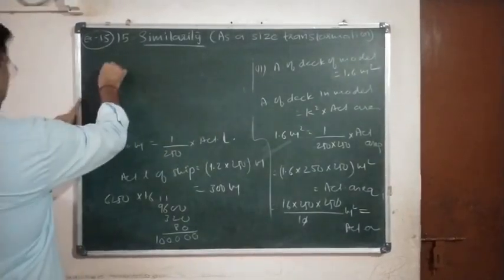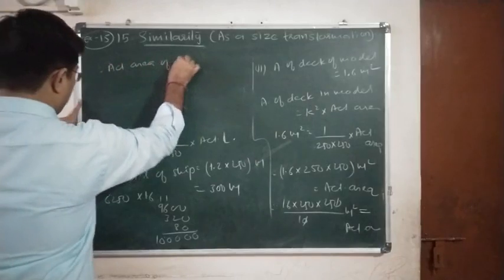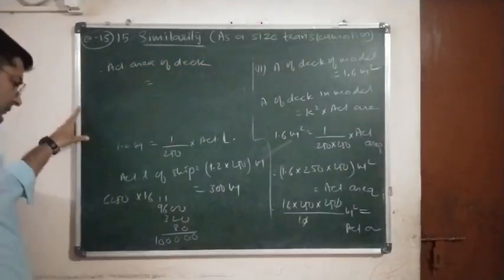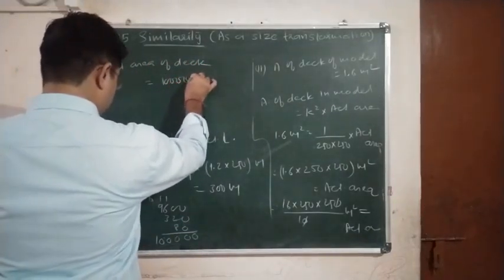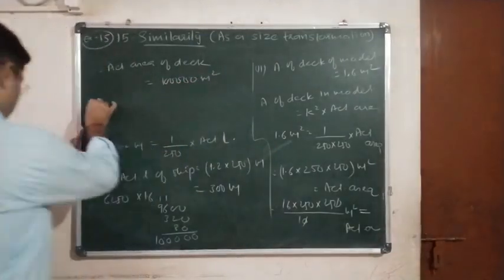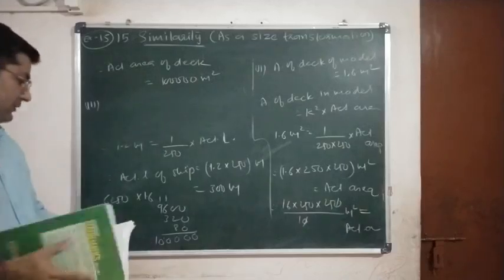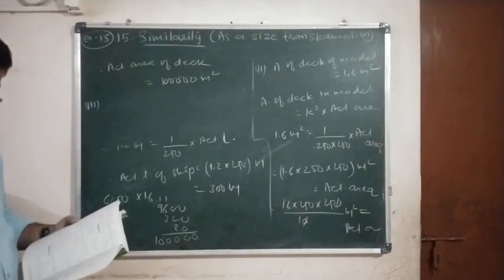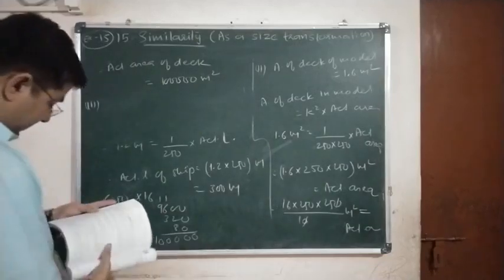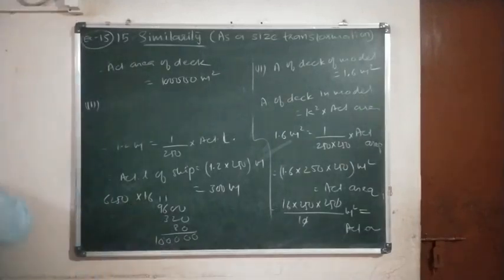Okay, and therefore the actual area is equal to 1 lakh square meters. Now let us find out the third thing. The second answer we got. Okay. The third one is the volume of its model when the volume of the ship is 1 cubic kilometer.